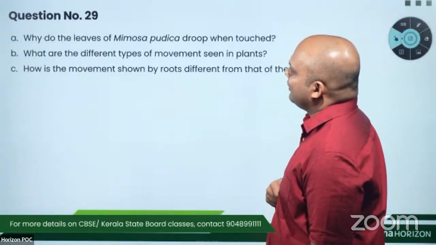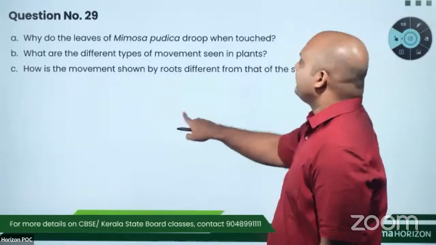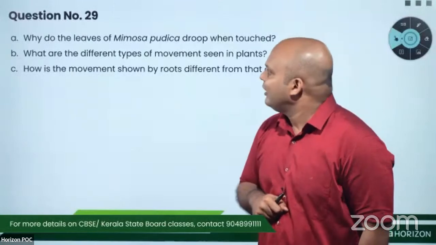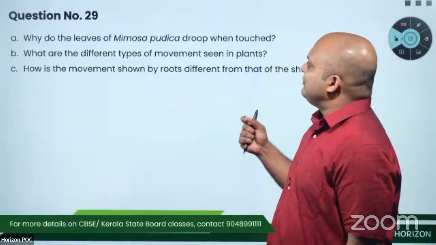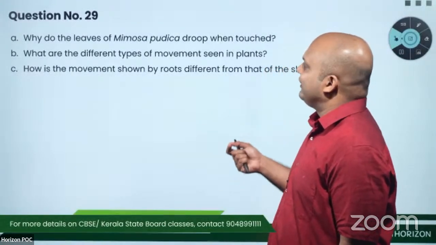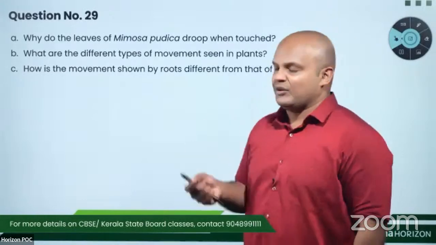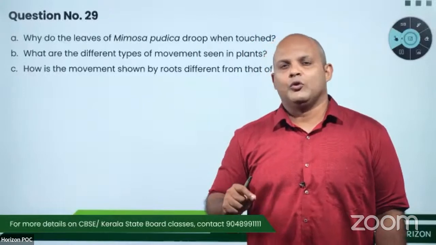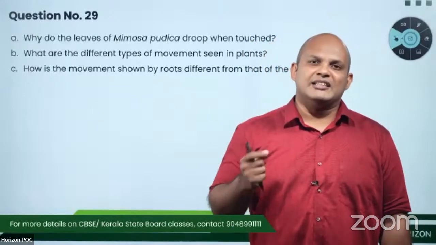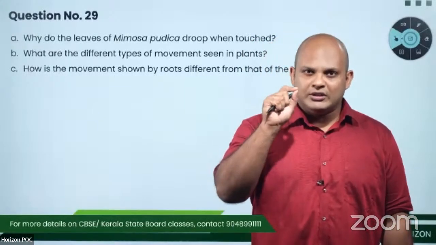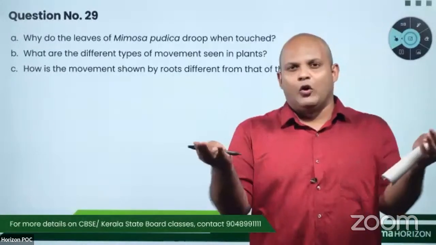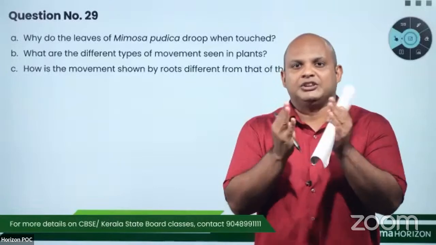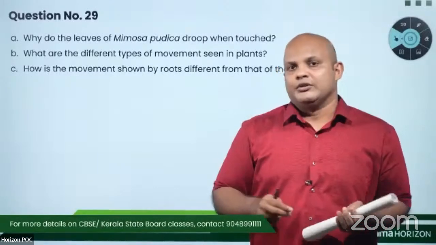Next question. Why do the leaves of the Mimosa pudica droop when touched? So the Mimosa pudica is known by its common English name as touch me not. It is known by the local Hindi name as Lajwanti. The moment you touch the leaves of this plant, they will automatically and reflexively contract, right? They will just close up like a shy child. What is the reason for this?